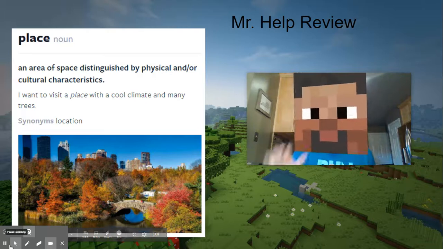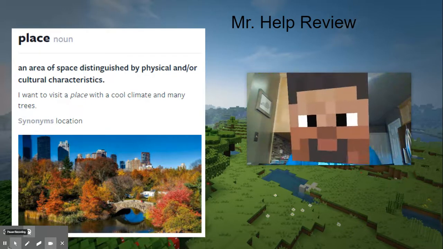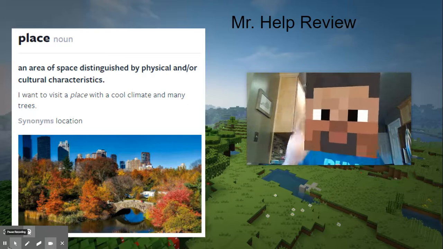So that's all we need. That's what you need to know for your five themes of geography. Hopefully you've enjoyed it and had fun using Minecraft to learn those themes.